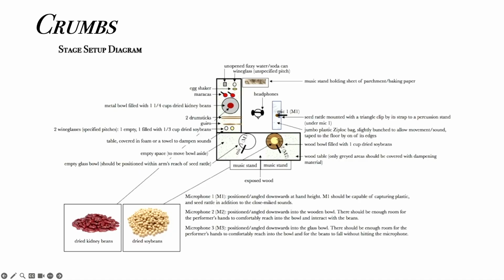The setup diagram for the piece is on the slide, which gives you an idea for the instrumentation. So we have 3 different types of bowls. We have a glass bowl, a wooden bowl, a metal bowl, some small percussion items, a large plastic bag that the performers scrunch with their toes, parchment paper, fizzy water, wine glasses, and a couple different types of beans.